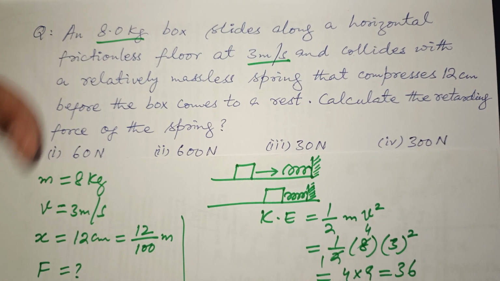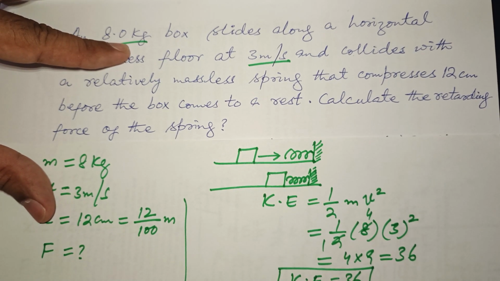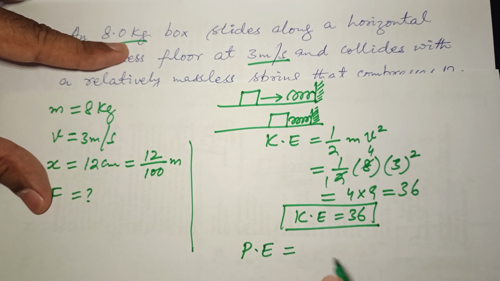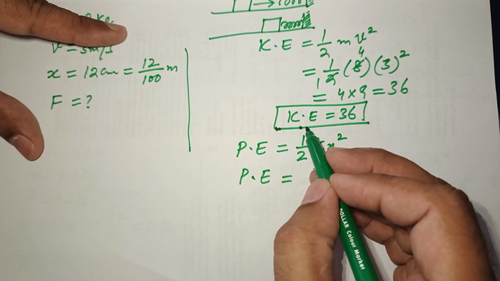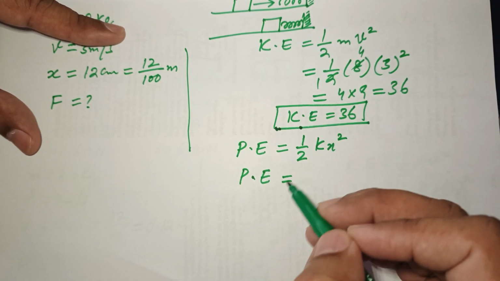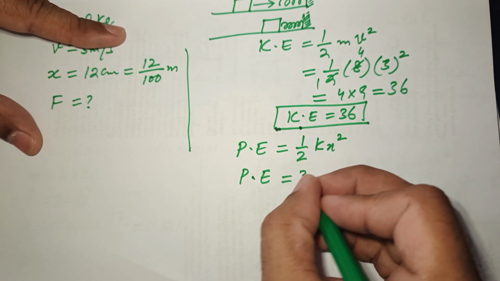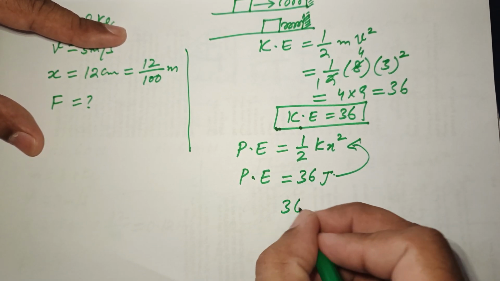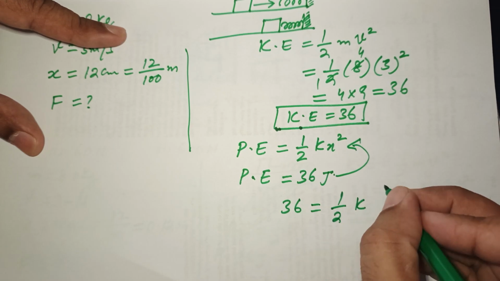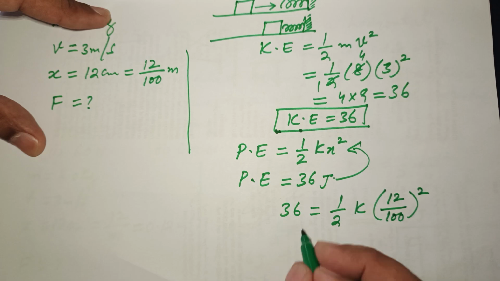As the box was moving, when it comes to rest, the whole kinetic energy of the box will be transformed into the potential energy of the spring. Potential energy of the spring is given by half kx square. This kinetic energy is completely converted into the potential energy of the spring. So potential energy is now 36 joules. Now substitute in this equation, we'll get 36 equals half k, and x is 12 over 100 whole square. Now this will come over this side.